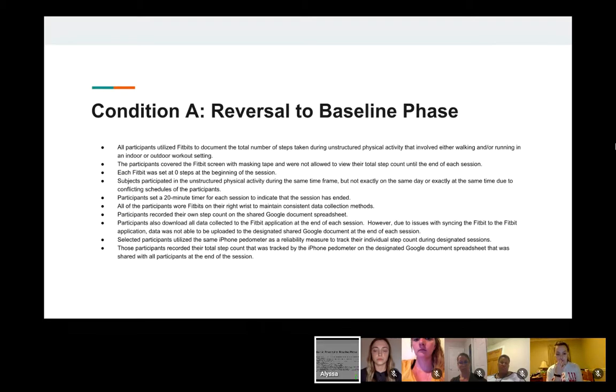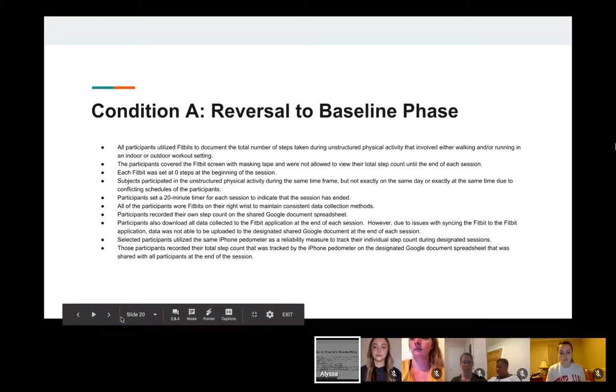We all did use the same application for the reliability data when we used the iPhone, so we can have consistent reliability measurement. We again went back and recorded our own step count using the iPhone pedometer application.